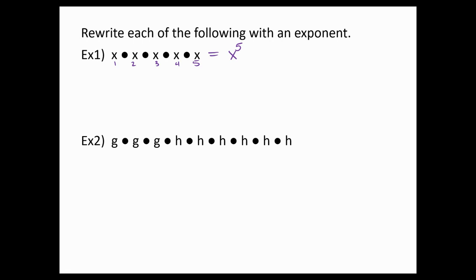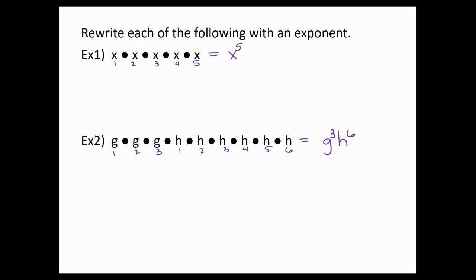Then on to example 2. In a similar fashion, we're going to count them up. This time we have 2 different variables, so we're going to count them separately. I have 1, 2, 3 g's. So I'm going to say g to the 3rd. And then I'm going to go through and count the h's. 1, 2, 3, 4, 5, 6 h's. So that would be h to the 6th. And they are multiplied because the entire expression was multiplied. But since they're variables, we don't necessarily have to write the dot, but you may write the dot if you like.